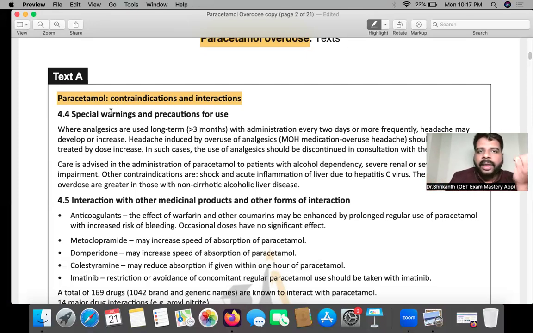So situations where paracetamol must not be given. And interactions. Interactions means it can be drug-drug interactions. It can be food-drug interactions.